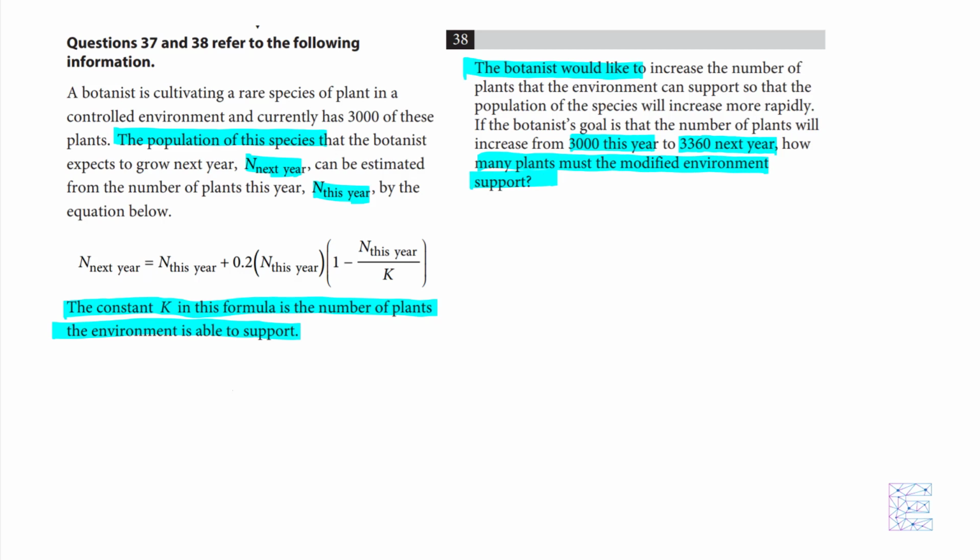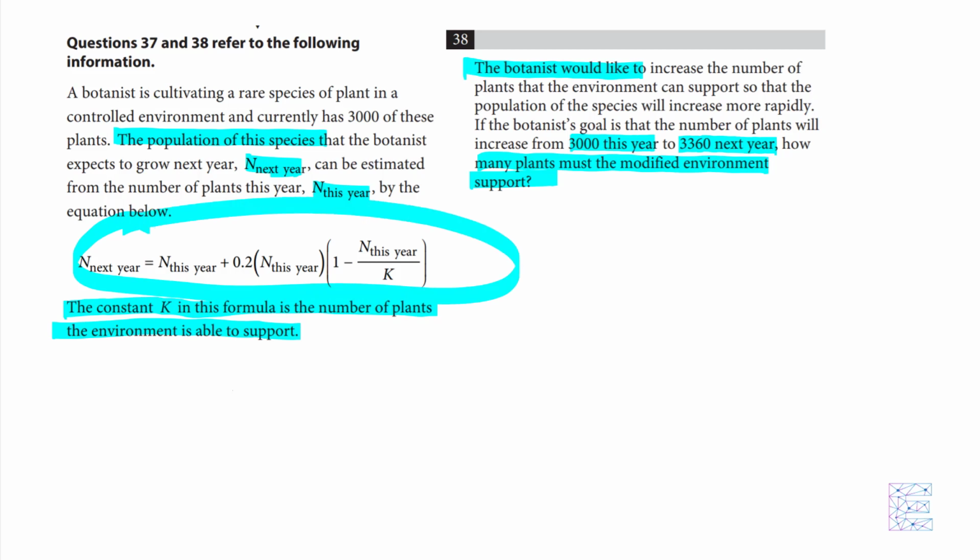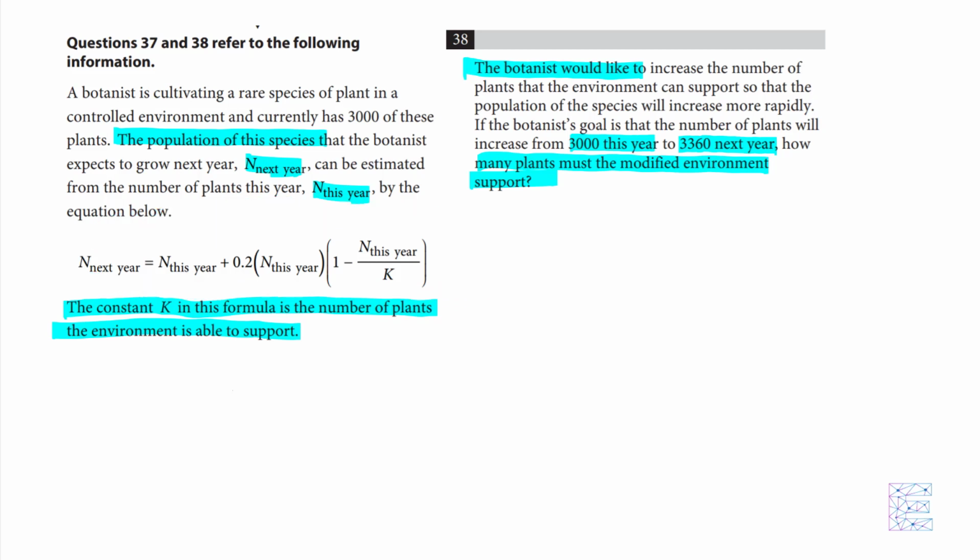So this is a pretty verbose question, but thankfully we are given an equation, and anytime you have an equation and values provided, it could just be as simple as a plug and chug. But first we want to understand what this question is asking, and that question part is right here. How many plants must the modified environment support? So which variable are we looking for? Remember, this part right here told us that K is the number of plants that the environment can support, so we know that we are trying to solve for K. So with that knowledge, let's go ahead and plug in the values that are given to solve for K.